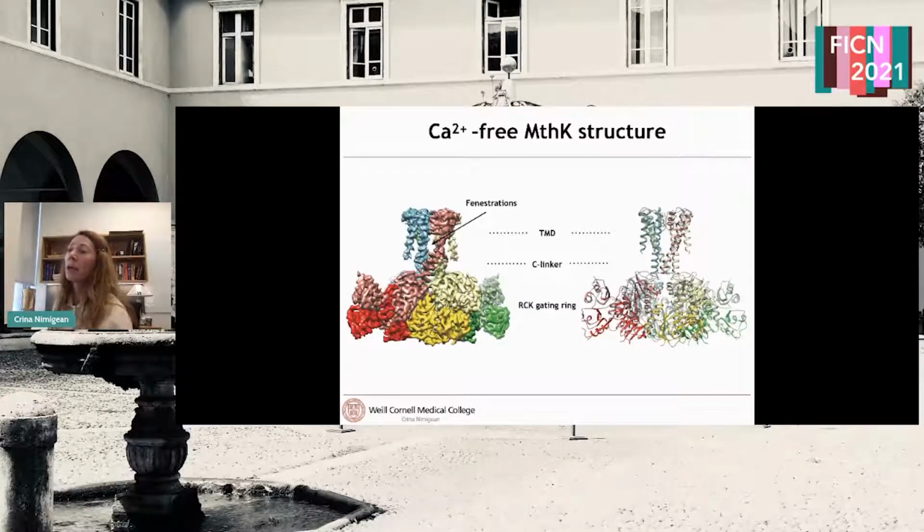This is the pore. And what you can see here that you couldn't see in the structure before is that we actually have the entire C-linker between the pore domain and the RCK domain resolved in this structure. And this was not resolved in the crystal structure. Another interesting feature here is the fenestration that opens up, actually in the closed state, in between transmembrane domains, in between adjacent subunits, in the middle of the membrane.